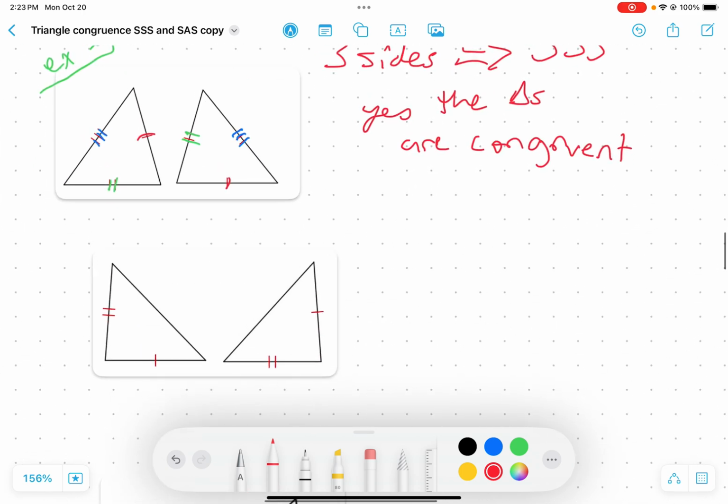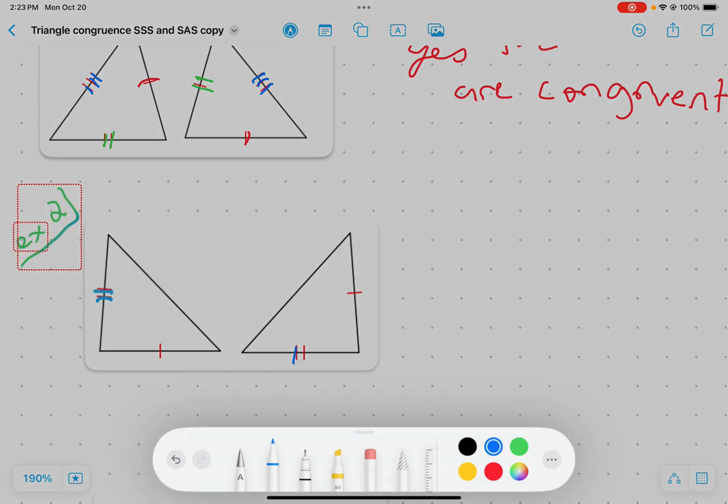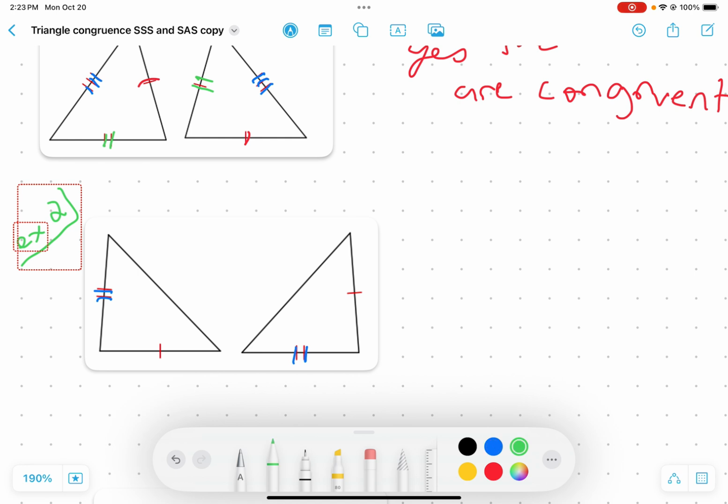So let's try example 2. So what do you notice in example 2? Well, I have this side is the same as this side, and this side's the same as this side. That's only 2 sides. So 2 sides means not enough information.